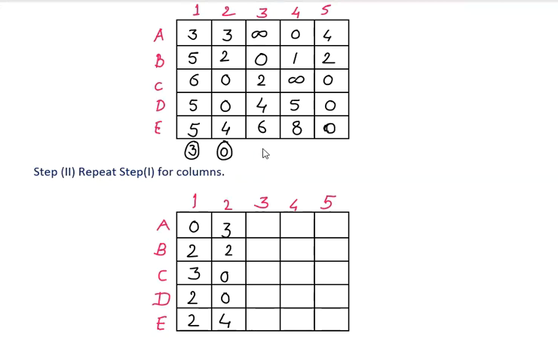In the third column, the smallest element is 0, and subtracting 0 will not change the elements of the third column. So we get infinity, 0, 2, 4, 6. In the fourth and fifth columns, again there is no change because subtracting 0 will not change the numbers in the fourth and fifth columns.